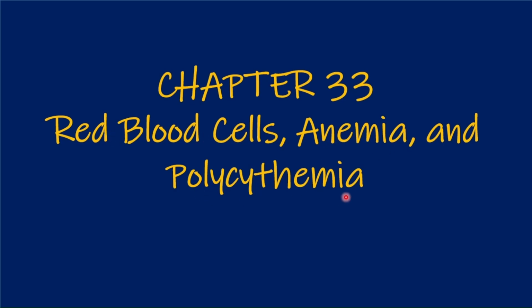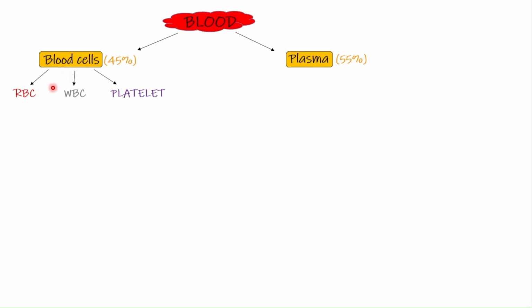Okay, so in the first part of this chapter, we're going to discuss basically the components of blood. So blood is basically blood cells and plasma. 45% of blood is blood cells, whereas 55% of blood is plasma. Blood cells include three types: red blood cells, known as RBCs, then white blood cells, known as WBCs, and then platelets.